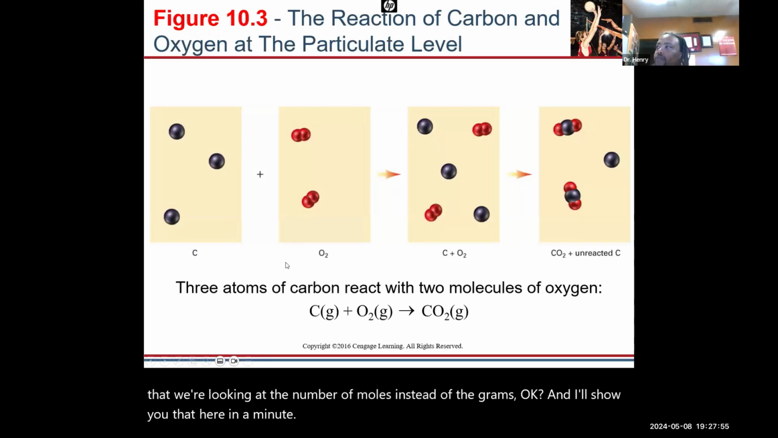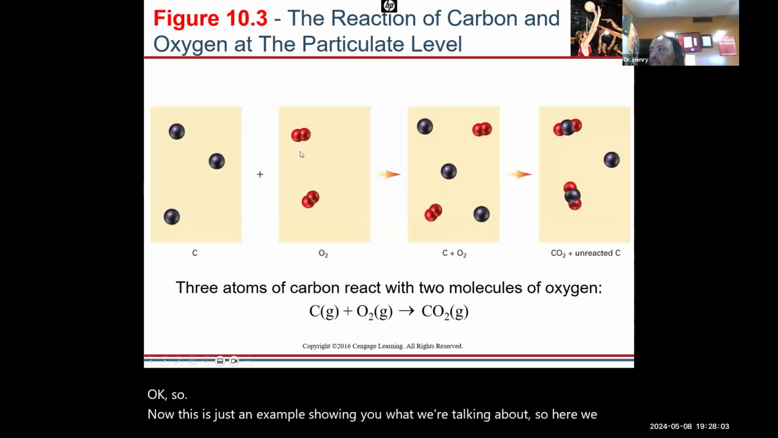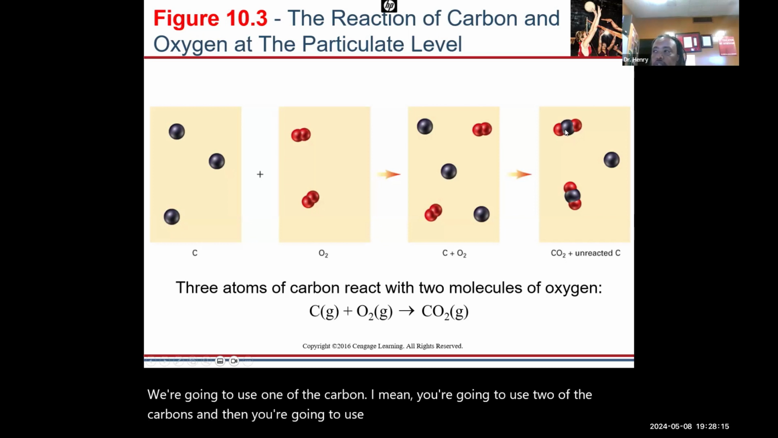Okay. Now this is just an example showing you what we're talking about. So here we have 3 carbon and we have 2 oxygen molecules. For us to make carbon dioxide, you're going to use 2 of the carbons and then you're going to use 2 of the oxygen molecules, meaning that your carbon is going to be unreacted. It's going to be left over. Okay.